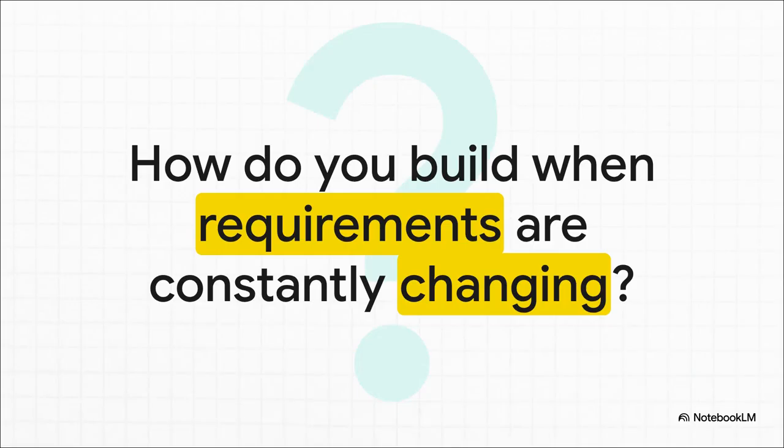Okay, so let's start with a problem I'm sure you've faced. Imagine you're building something big, maybe a new app. You have a plan, but you just know things are going to change. The customer will want new features, the market will shift. So how do you handle all that chaos without the whole project just falling apart?